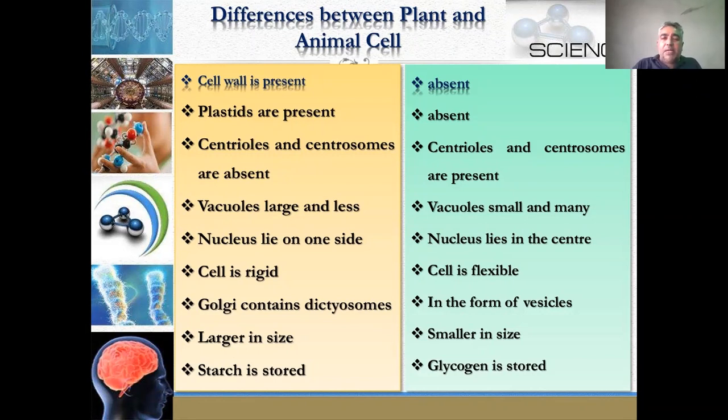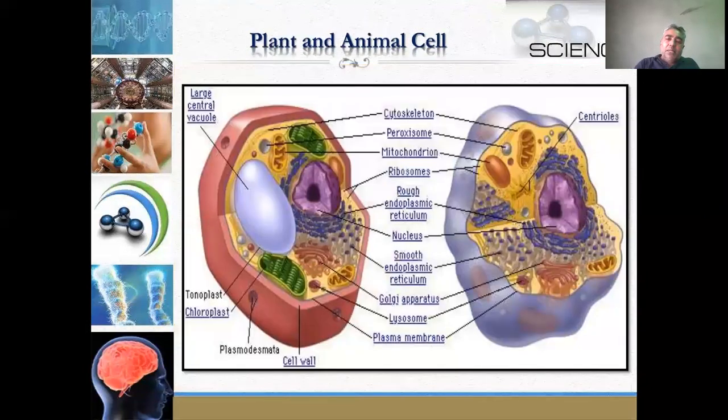And in animal cell, cell wall is absent, no plastids are present. Centriole and centrosome are present which help in the cell division of the cell. Vacuoles are small and many. Nucleus lies in the center. Cell is flexible, in the form of vesicle, smaller in size, and glycogen is the reserve food in the animal cell. Now you can see the structure of the animal cell and plant cell. You can make it very well, this plant cell and animal cell.